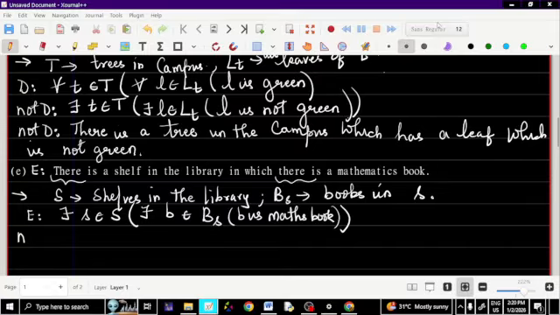Okay, so now to negate this, I have to switch the quantifiers to universal. For all s in S, for all b in Bs, b is not a math book.